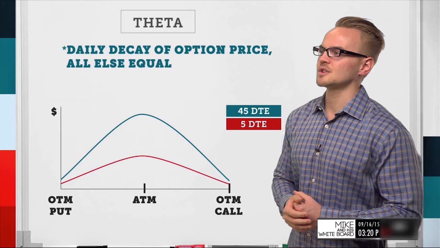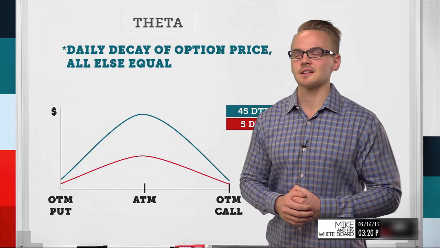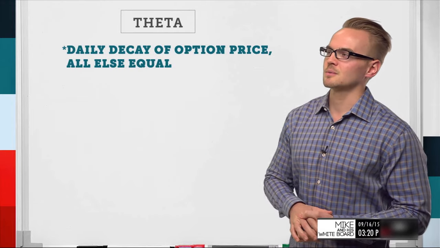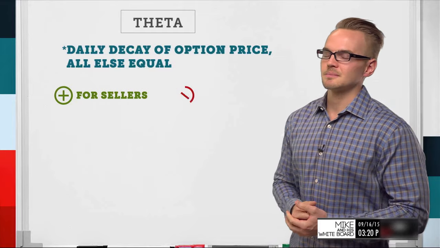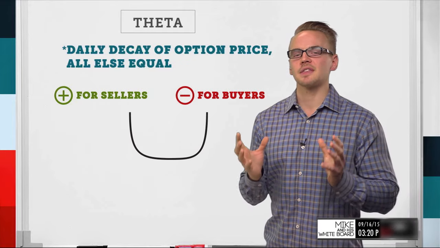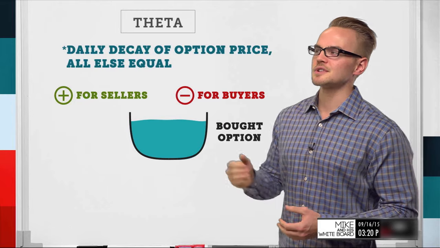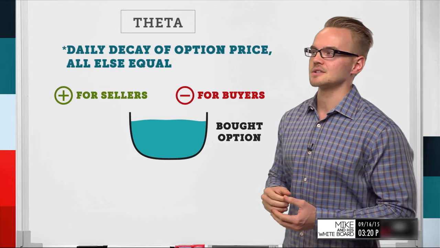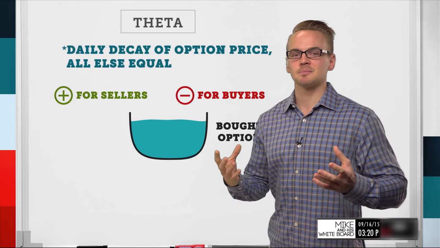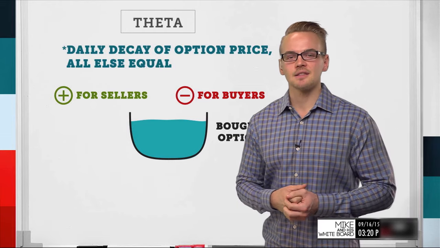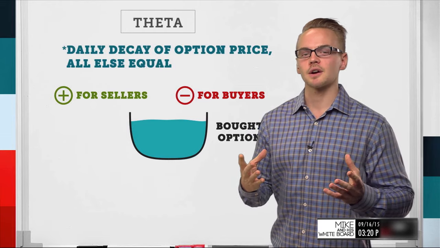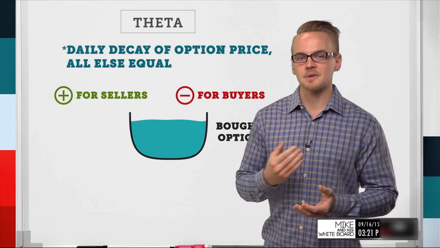So let's get into what it looks like for buyers and sellers. If we go to the next slide, we're looking at buyers and sellers. When we're talking about theta specifically, it's good for sellers and bad for buyers. Let's think about this as a bucket of water. If I've got an option that I bought, the value is a bucket of water, and the extrinsic value is made up of time and volatility.